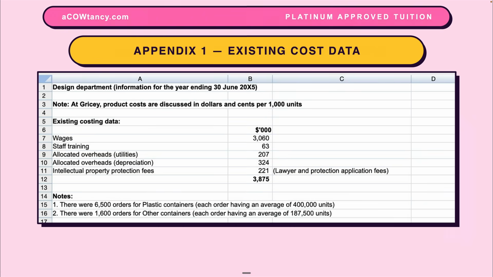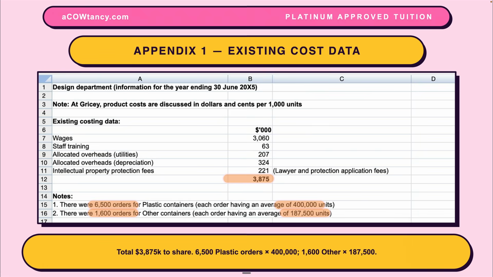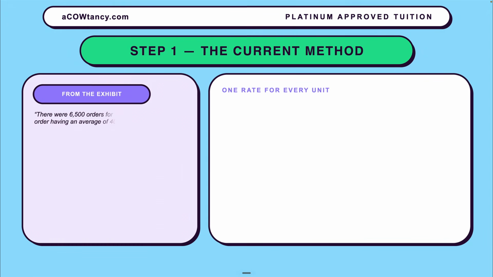So here we are then. Here are the design costs. It's the 3875. So if we're doing absorption costing, we're going to take the 3875. That's the total costs. We're going to divide it by the total number of units. And it says there's 6,500 plastic, 400,000 units each, and 1,600 of other, 187,500 units each. So we've got 3875,000 to share over 6,500 times 400,000 and 1,600 times 187,500. So, doing that then.